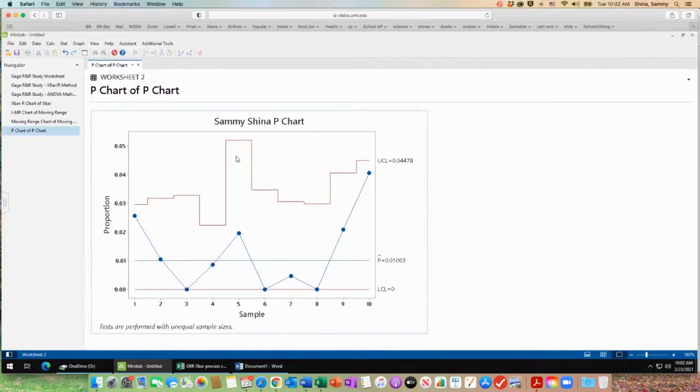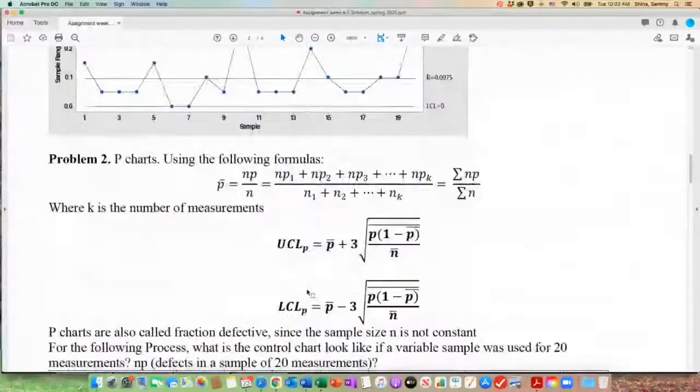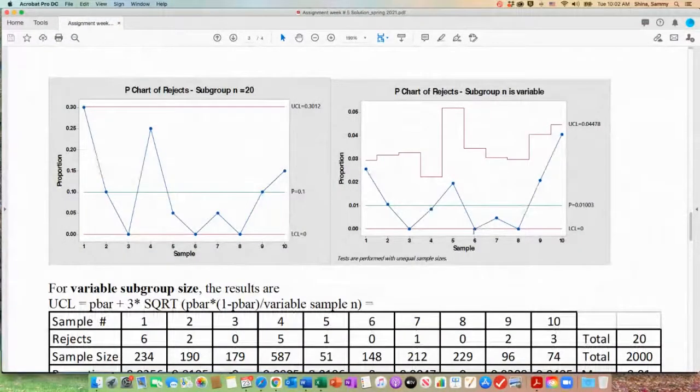And you could see it looks very much like what we did in the homework with different upper control limits because of the different sample sizes. Okay, and you can see that very easily when we did it, and we did the calculation. There it is. This one is for constant, and this one is for variable.